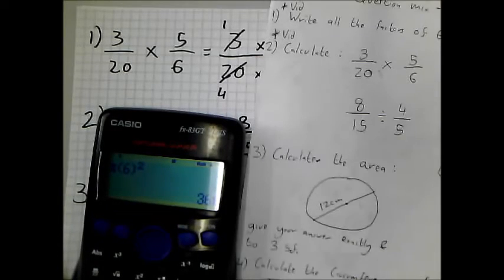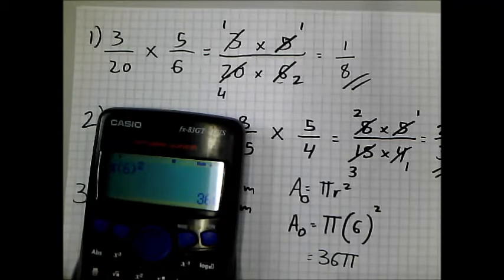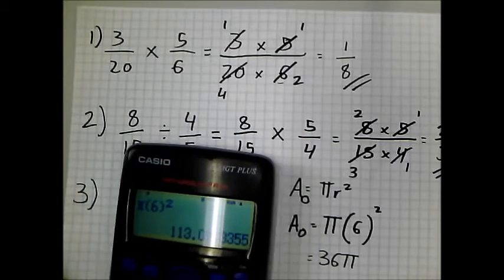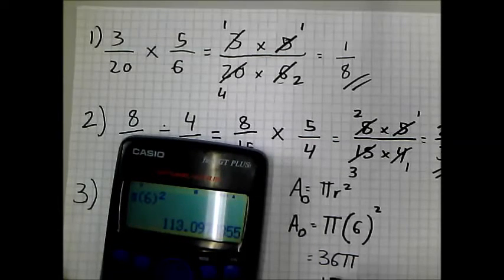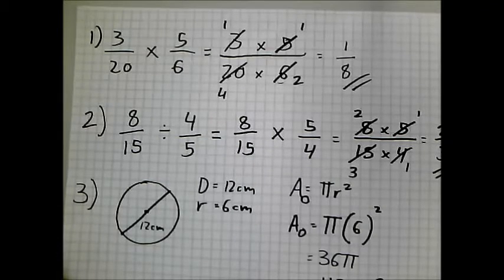Okay, because the question asked us for an exact answer, it's exactly 36 pi. And then the rounded answer, it wanted it to 3 significant figures. So 113 centimetres squared. There are 3 significant figures in here.